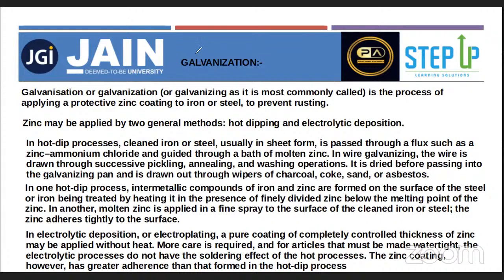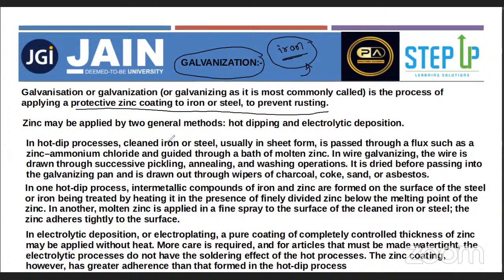Galvanization is basically what you do to things like iron or metals to avoid rusting. We try to put a layer of zinc on these things. So galvanization is the process of applying a protective zinc coating on iron or steel to prevent rusting. It can be done by two methods: the hot dipping method and electrolytic deposition.